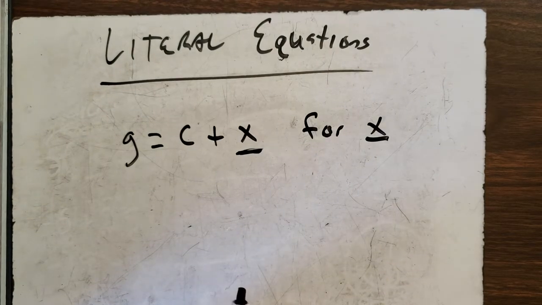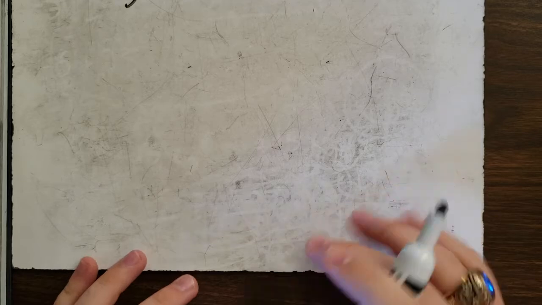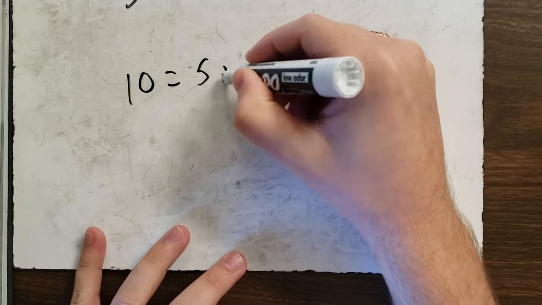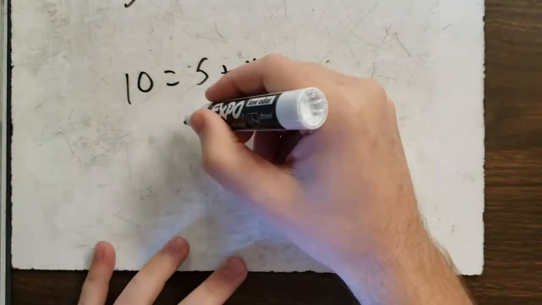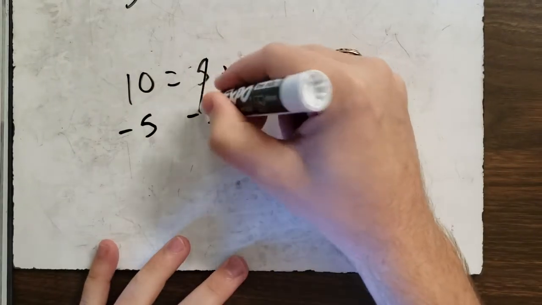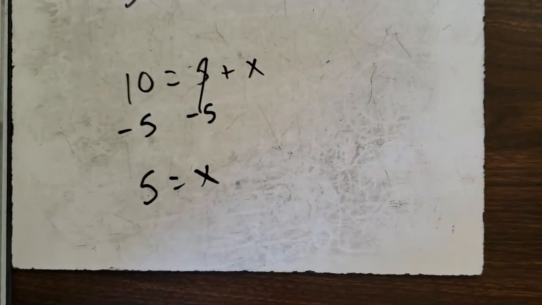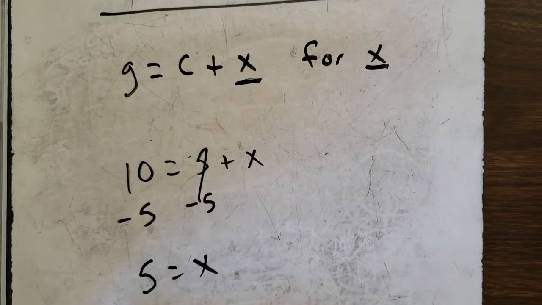Now, if we were to do this real quick with numbers, let's just put that away for a sec. And I were to give you 10 equals 5 plus X. If I were to give you that equation, you would know easily what to do, right? You would just take your 5 and subtract 5 from both sides, and your answer would be 5 equals X. X is by itself. That's a very simple equation, right? Well, that's exactly what we're doing in this one.